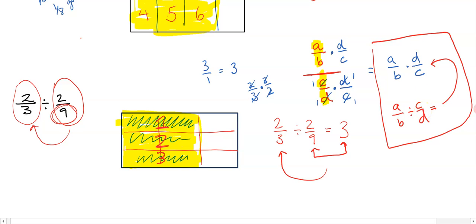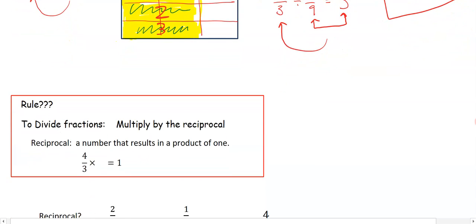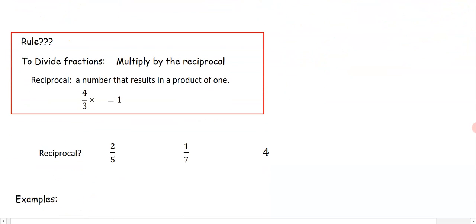So we're going to use that rule. So rather than drawing it out every time, we're going to say, oh, whenever we're dividing, we're just going to rewrite it as a multiplication question and multiply by the reciprocal. And again, if that doesn't make sense, that's okay. We'll just keep practicing with the rule. So let's go to our rule.